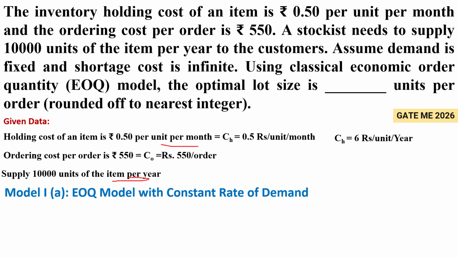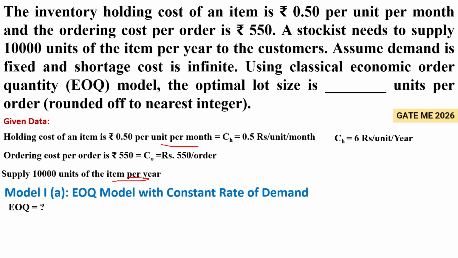So this is the EOQ model with constant rate of demand, because no production rate or demand rate is given, and also no shortage cost is given. So this model belongs to the first model, model 1A, the EOQ model with constant rate of demand.